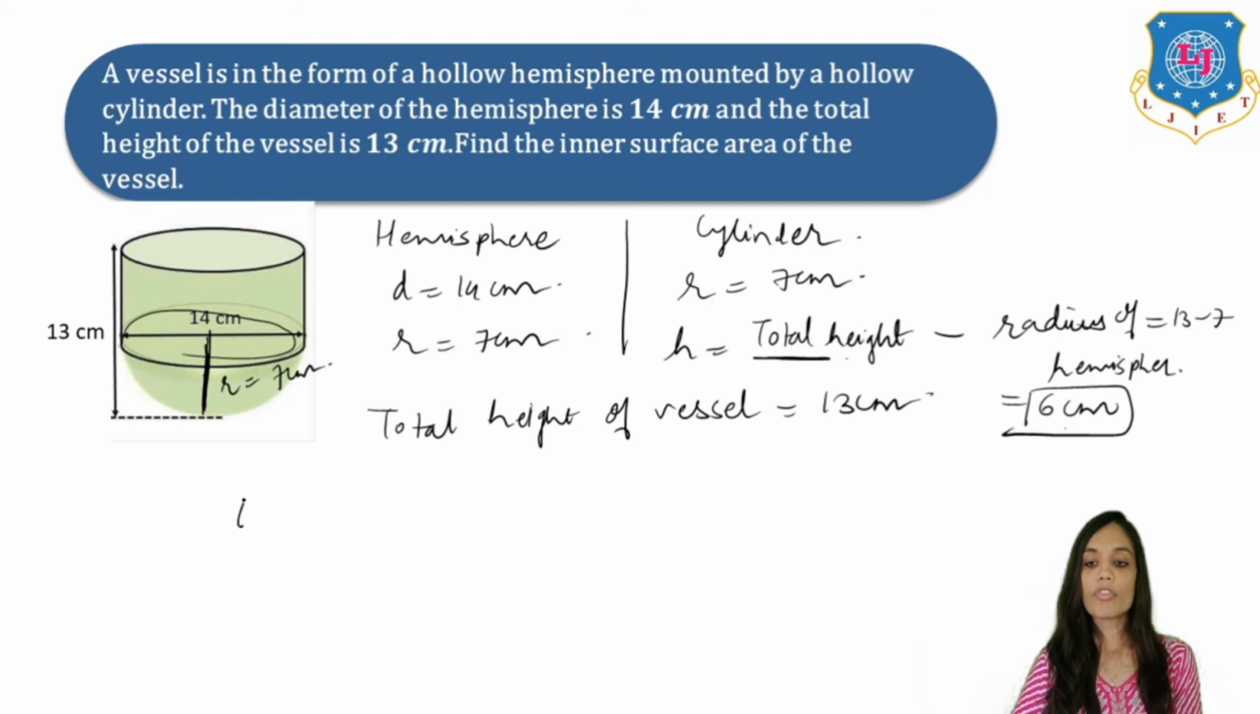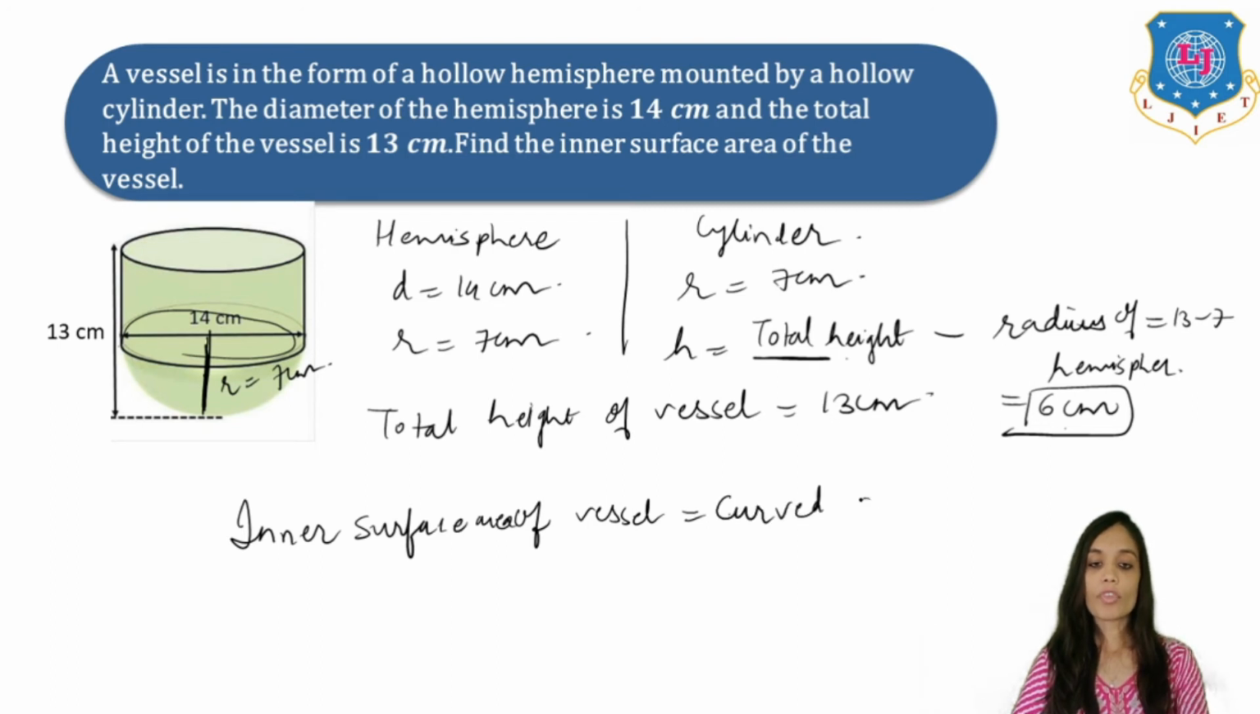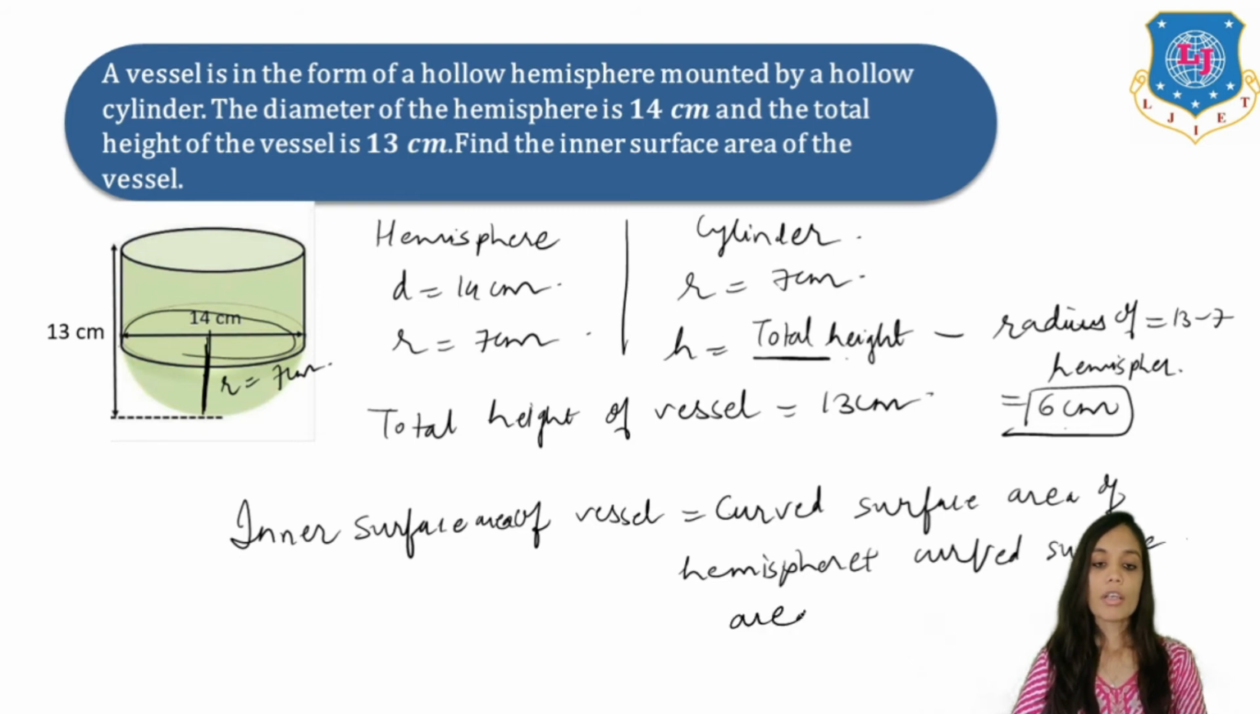Fine. So now we have to find the inner surface area of the vessel. So the inner surface area of the vessel will be the curved surface area of the hemisphere plus the curved surface area of the cylinder. Why have I taken the curved surface area? Because we are given that the hemisphere and the cylinder both are hollow.